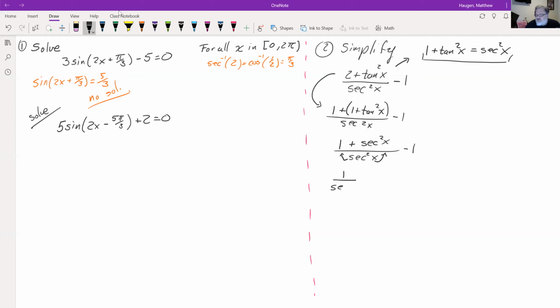So that turns that into 1 over secant squared x plus secant squared x over secant squared x. I'd probably say divide the secant squared into the upper terms, something like that. However you want to say it. 1 over secant squared becomes cosine squared plus 1 minus 1. So cosine squared x. That's a nice answer.